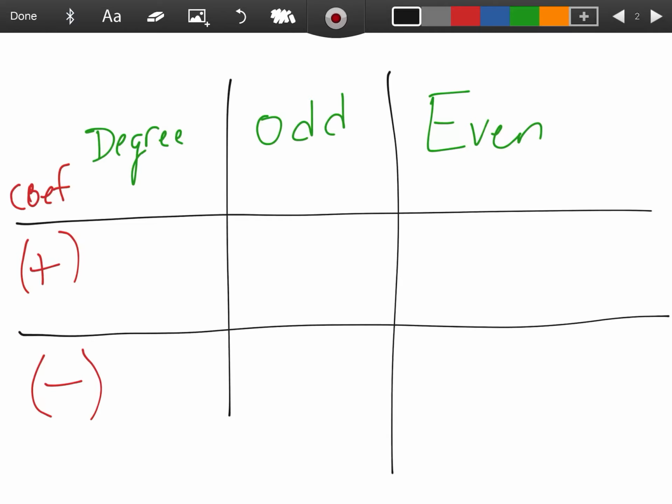If it's positive and an odd degree, my arrows are going to be pointed down on the left side and up on the right side. For negative, it just switches. Imagine x to the first, f of x equals x. That applies for all odd degrees. So if the function is x to the 11th, as long as it's a positive x to the 11th, as we go to the left it's going down, and as we go to the right it's going up.